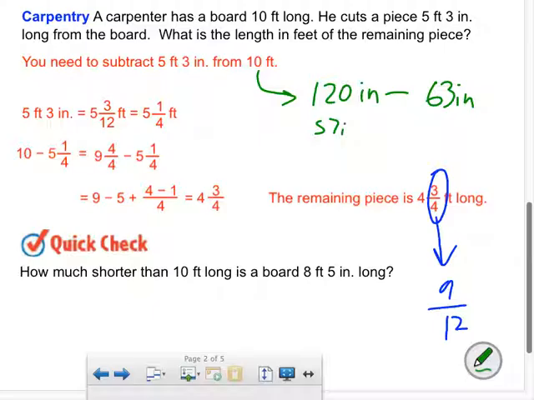57 inches. But now we have to convert that. They want to know, did they say in feet? The length in feet. Now you've got to rewrite that in feet. How many feet is that? That's 4 and 9/12. And we simplify that, and what do we get? 4 and 3/4. The same thing, yes.